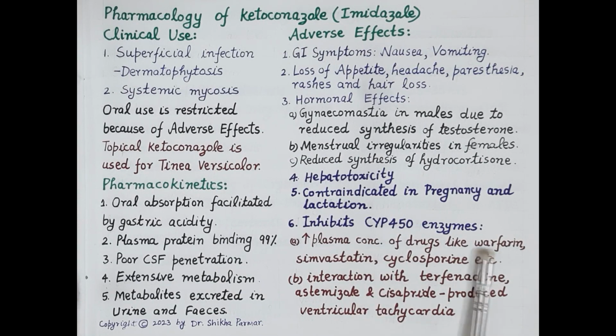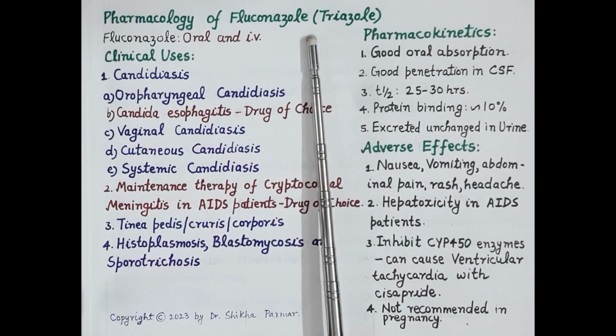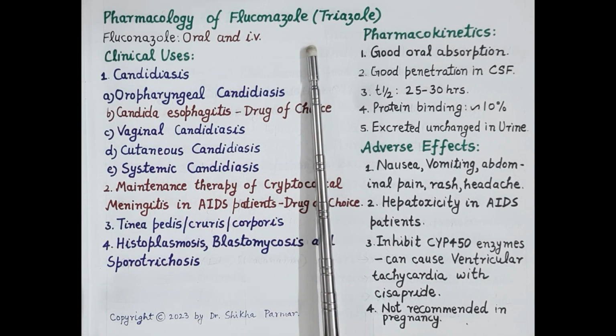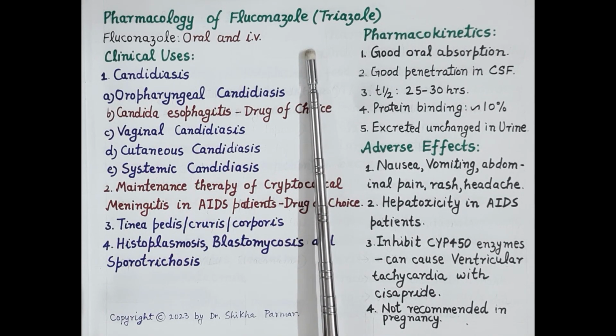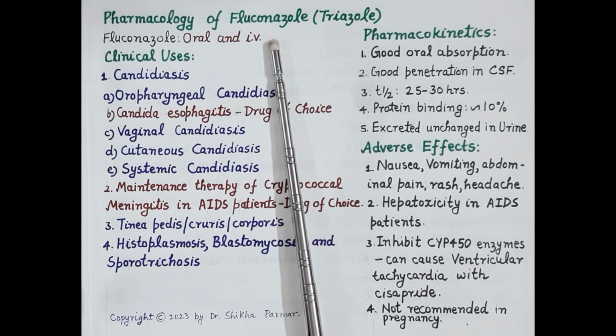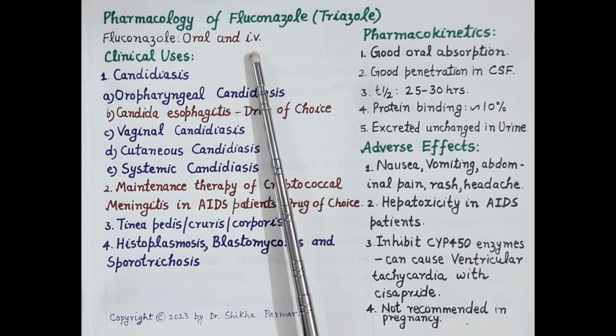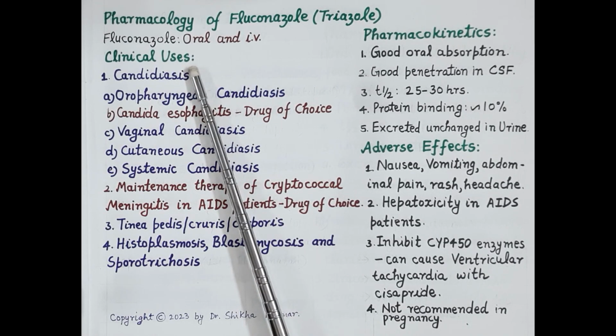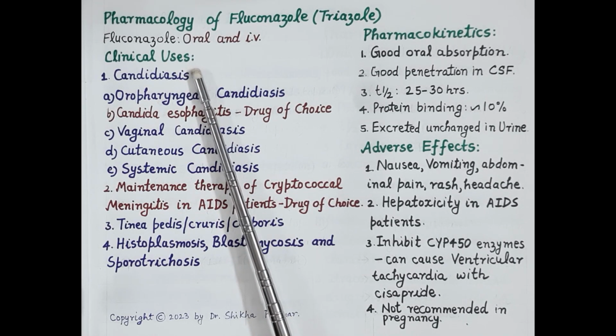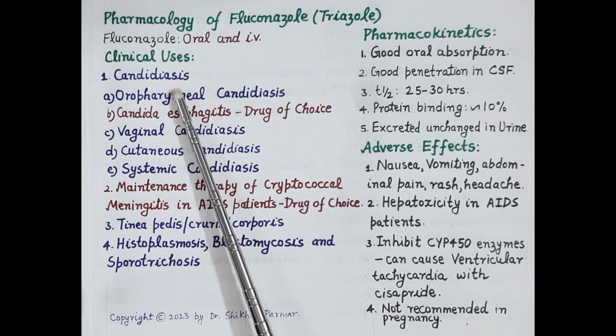So, now let's talk about the triazoles. Now after imidazole, let's study the pharmacology of triazoles. The first and very important triazole is fluconazole. Fluconazole is used both orally as well as IV. Now let's see the clinical uses of fluconazole. Fluconazole is very effective in the treatment of superficial as well as systemic candidiasis.